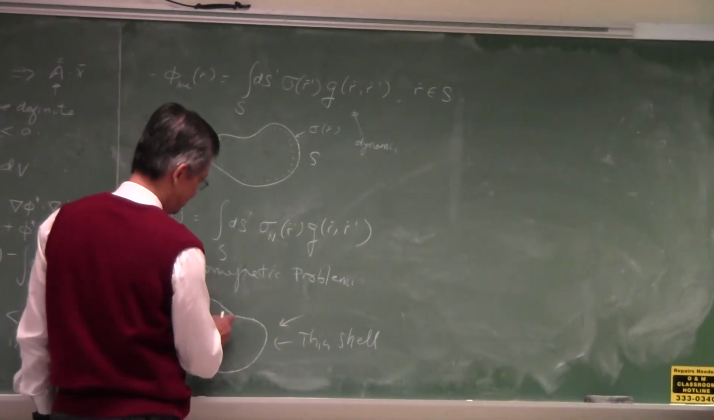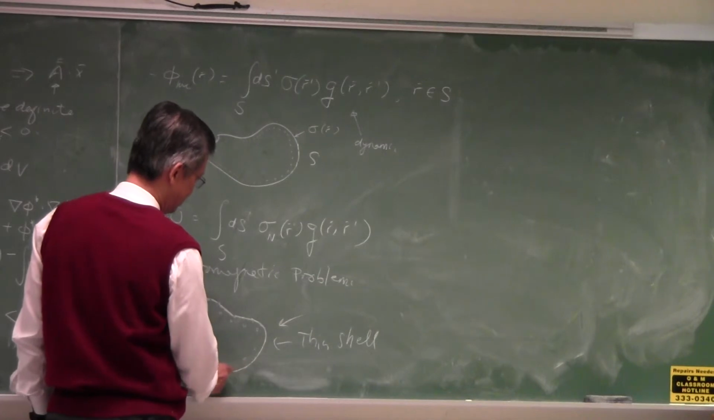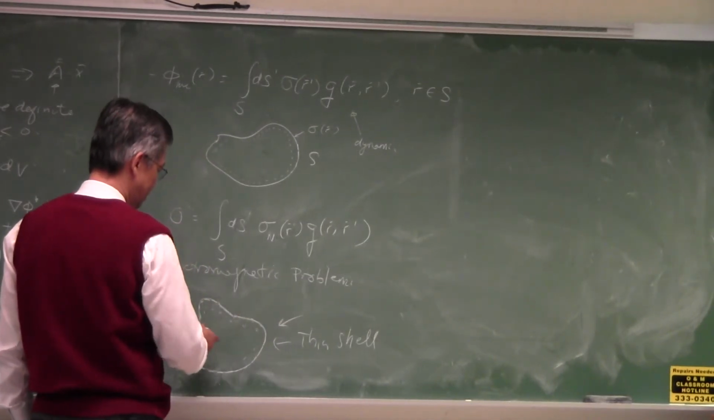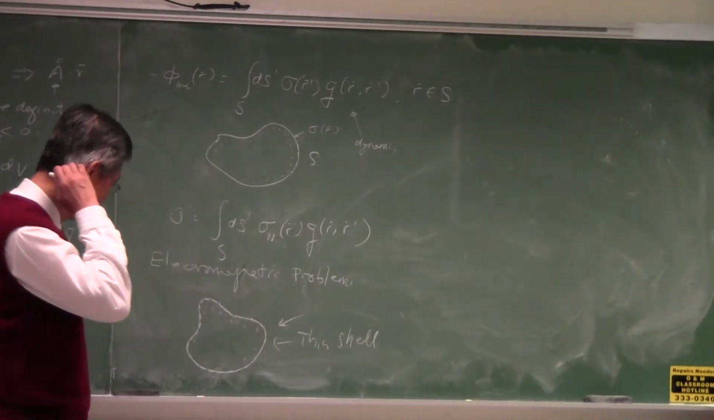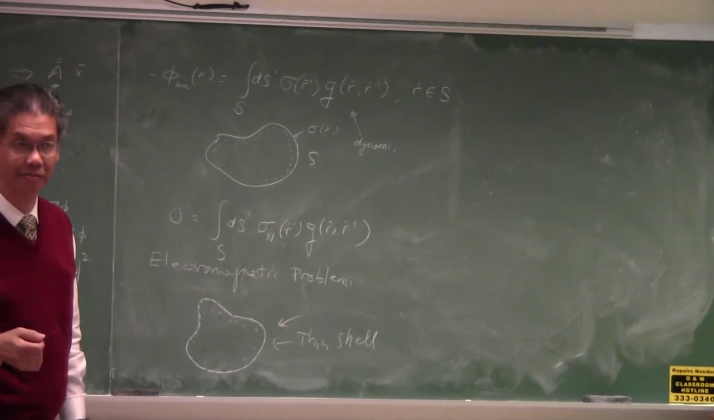And there are people who suggest putting posts, shorting pins, inside this scatterer so that it shorts out the electric field inside so that the resonant modes cannot exist inside. And then you will remove this internal resonance problem.